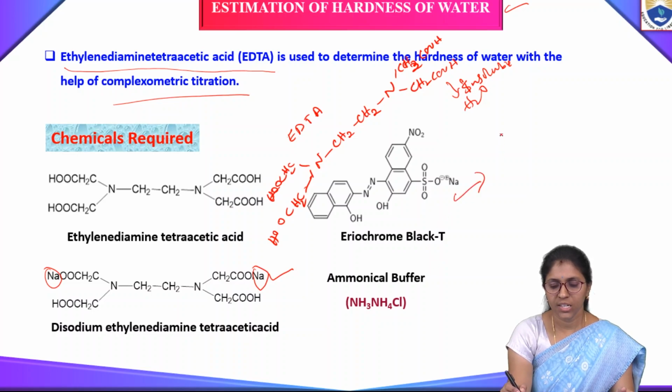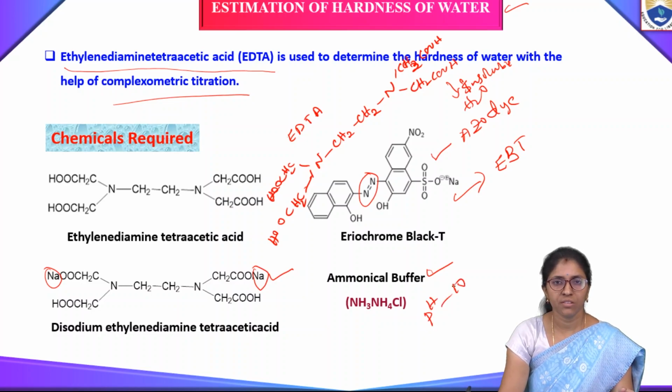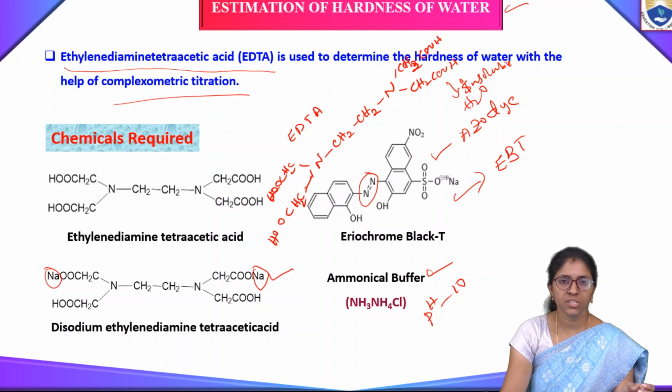We will use an indicator, that is EBT indicator. The full form is Eriochrome Black T. This is the structure of Eriochrome Black T. This is an azo dye, so it can be used as an indicator in the complexometric titration. We will use one buffer solution, that is ammoniacal buffer solution, to maintain the pH of the solution. So in this, we are using EDTA, Eriochrome Black T as an indicator, and ammoniacal buffer, a basic buffer, which is used for maintaining the pH at 10.